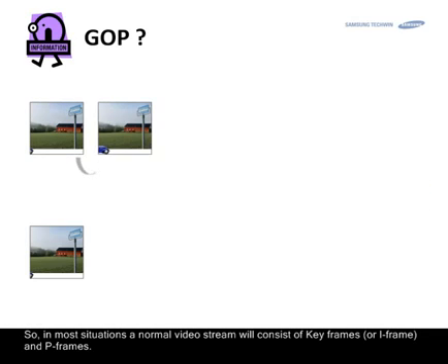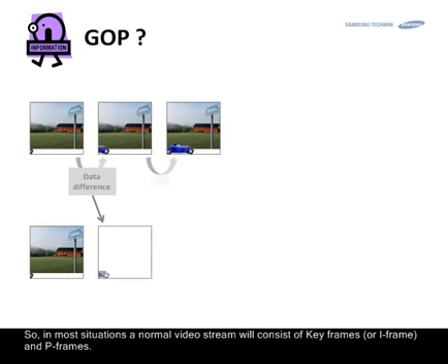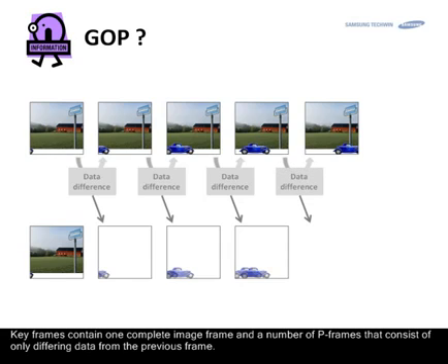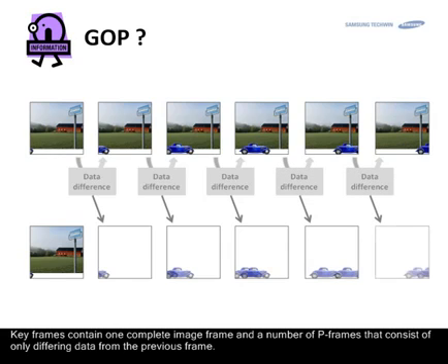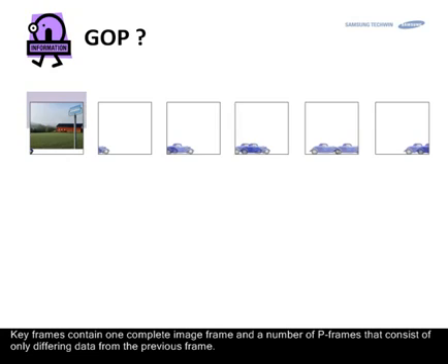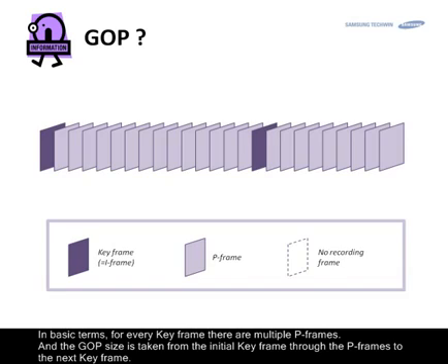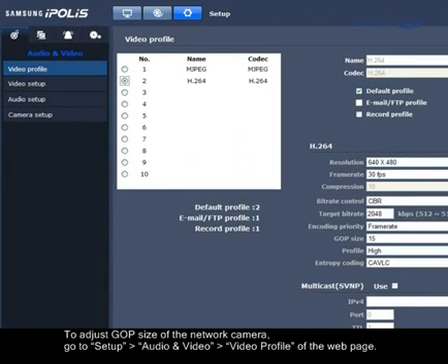So in most situations, a normal video stream will consist of keyframes, or what we refer to as I-frames, and P-frames. Keyframes contain one complete image frame, and a number of P-frames consist of only the differing data from the previous frame. In basic terms, for every keyframe there are multiple P-frames, and the GOP size is taken from that initial keyframe through the P-frames to the next keyframe. To adjust the GOP size of the network camera, go to Setup, Audio and Video, then Video Profile of the web page.